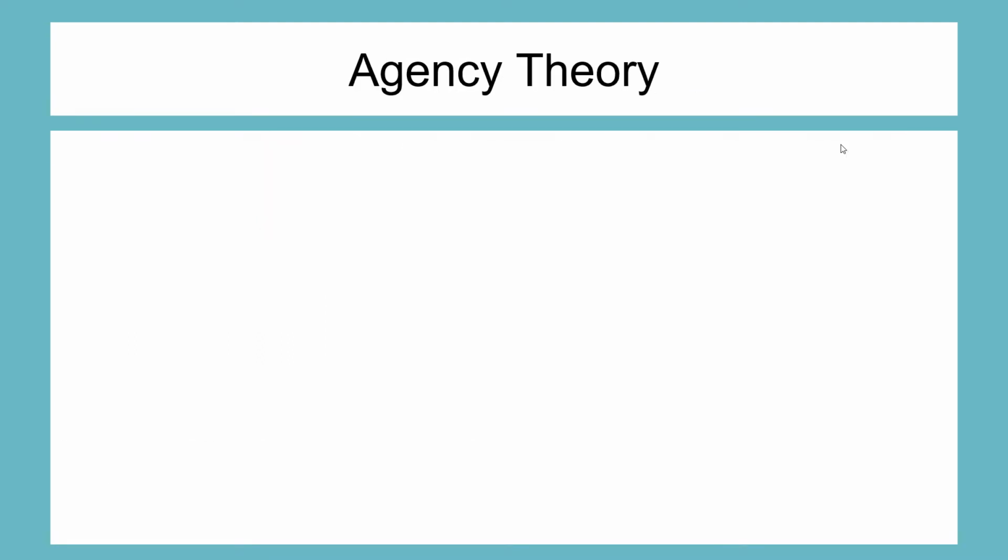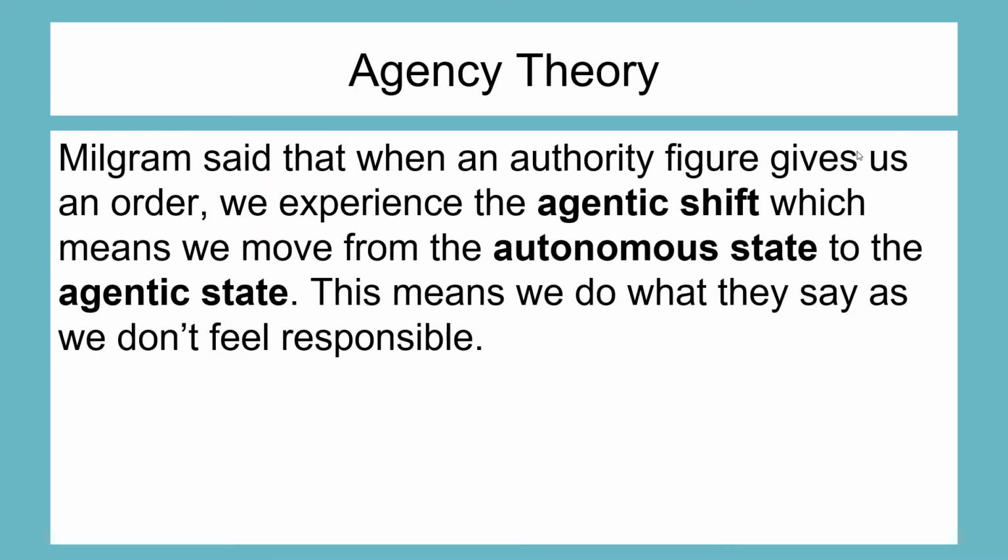So the way that it works is quite simple. It's like this. When an authority figure gives us a strict order, we go through something called the agentic shift, which means we move from our normal autonomous state to the agentic state, and we no longer feel responsible for what we do. And that explains why people might follow such horrendous orders and do things that they wouldn't normally do, because they don't feel responsible for the actions that they're doing.